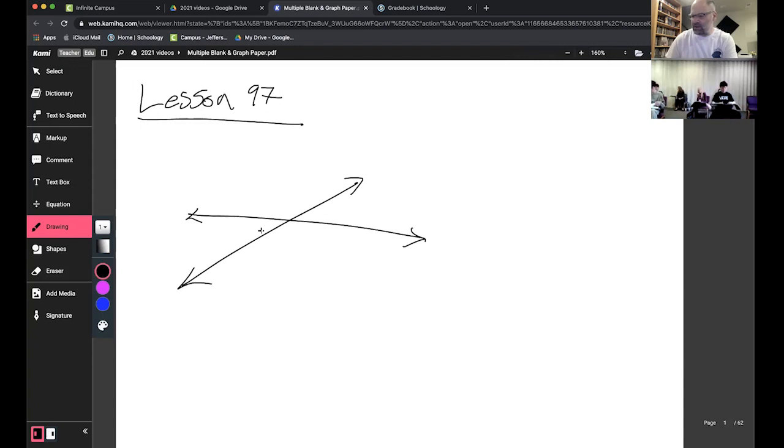So lesson 97. Whenever you have two intersecting lines like this, it always forms four angles. Most of the time you're going to have two obtuse angles and two acute angles that form, unless those lines are perpendicular, which makes four right angles.